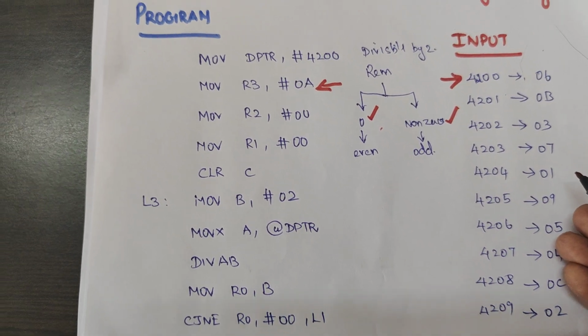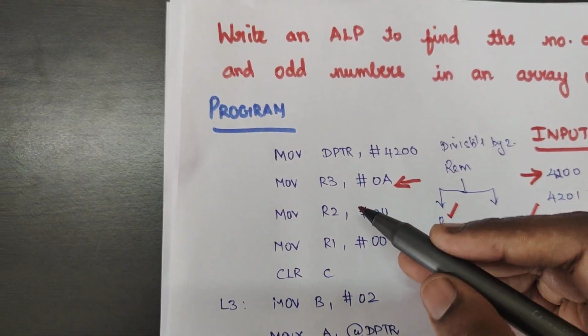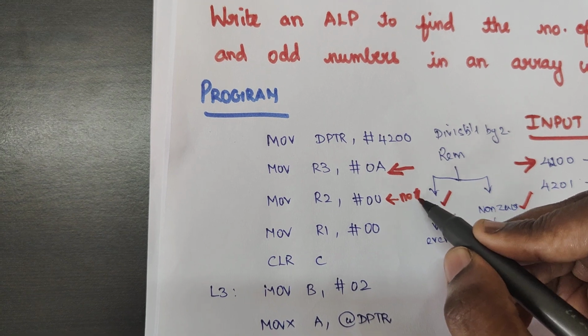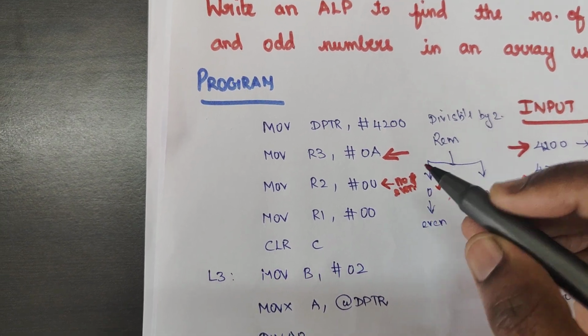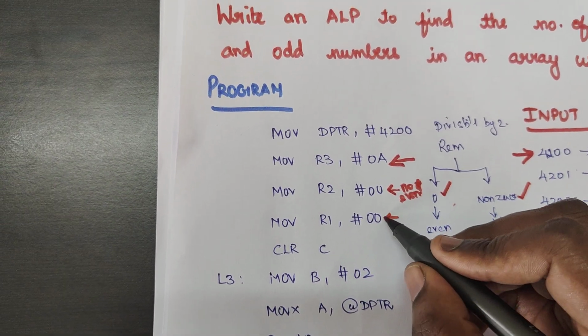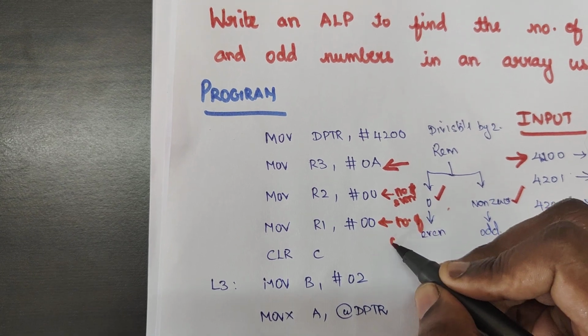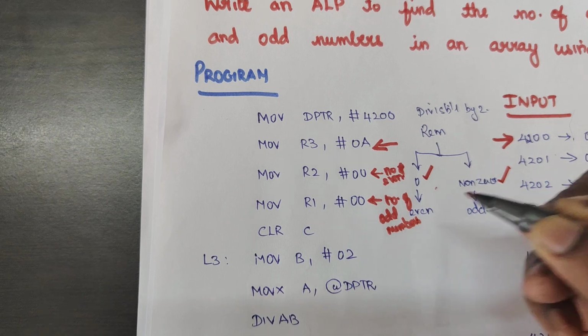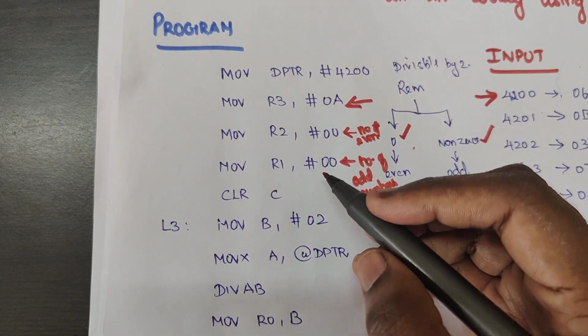After that I am going to use R2. This R2 will hold the count of even numbers, and the R1 register will hold the count of odd numbers. Initially those registers should be 0. Then clear your C register.